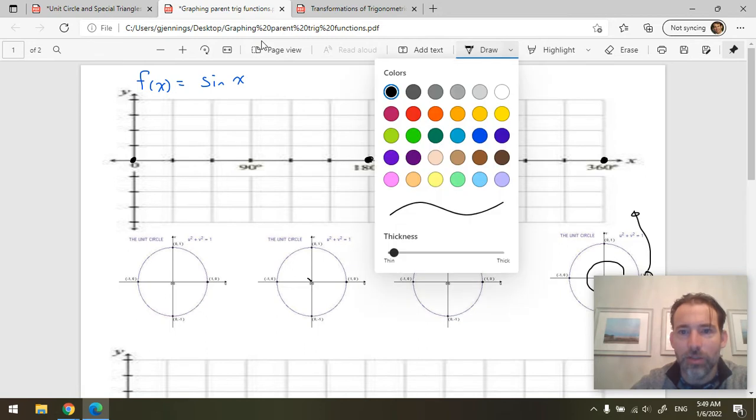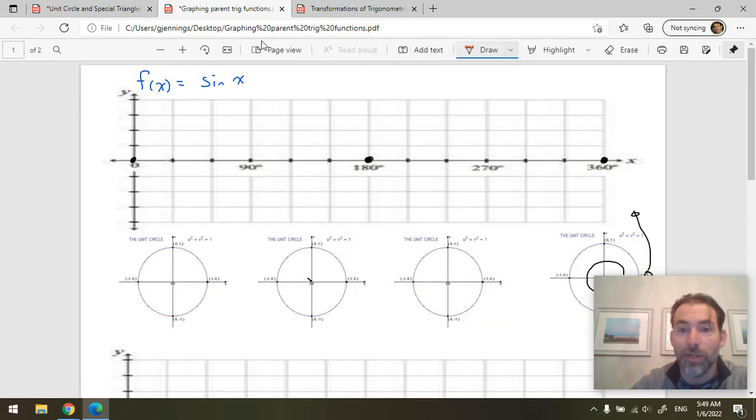Oh, I need to change the color in all of my tabs. Okay. So this is 135 here. 135 degrees. And the value there, well, that would be negative 1 over root 2 and 1 over root 2, okay, for that point there. And we get that from the unit circle.